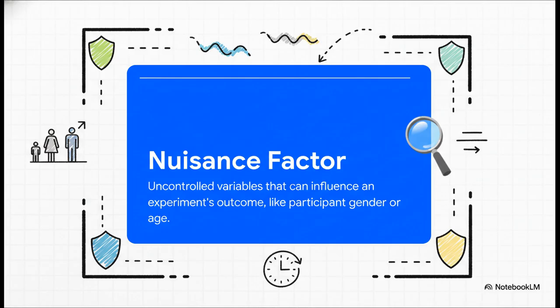Think about it. In a medical study, it could be the age or gender of the people in the trial. In manufacturing, it might be something like the humidity in the room, or even the specific batch of materials you're using. They're always there, kind of lurking in the background.